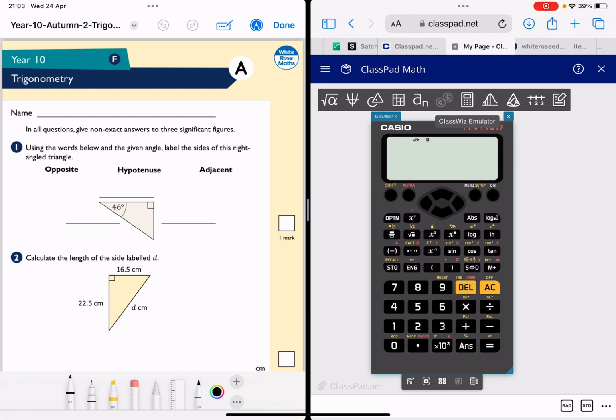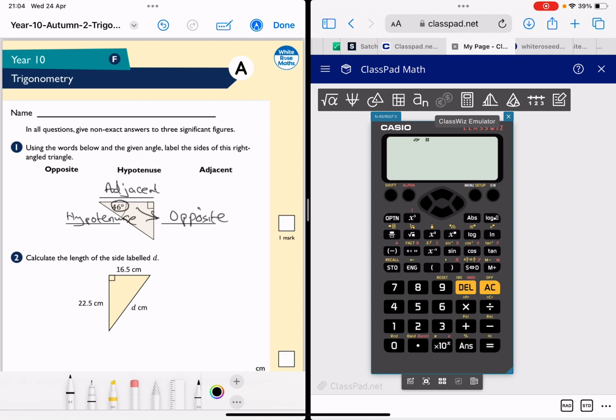right angled triangle. First of all, the longest side is called the hypotenuse, which is this one here, hypotenuse. When I look at the angle, the word adjacent means next to it. So the one directly next to it, other than the hypotenuse, is the adjacent. And the one that's not touching it is called the opposite.